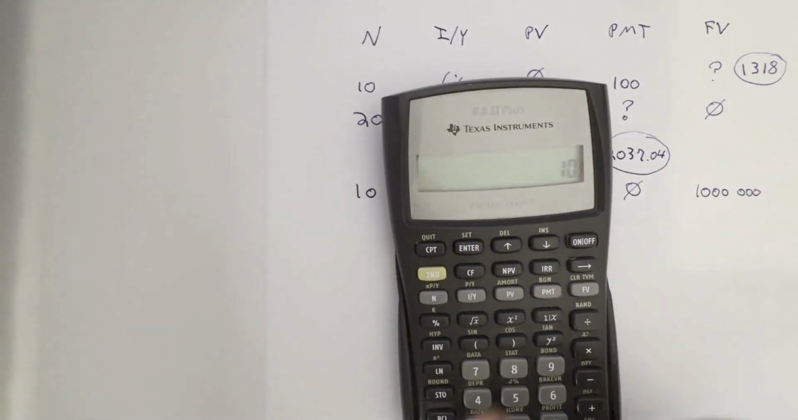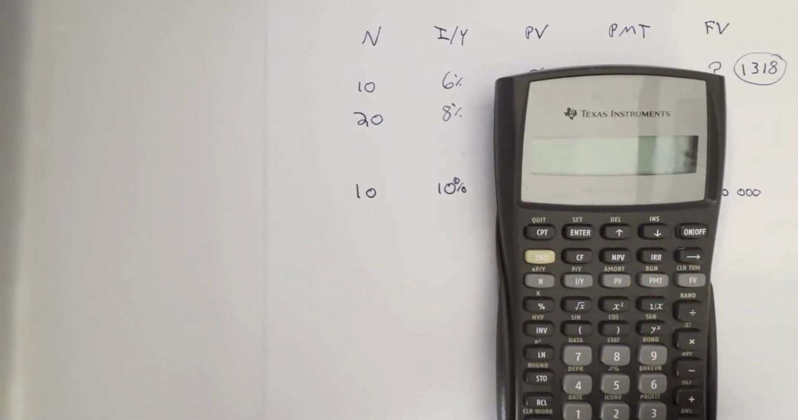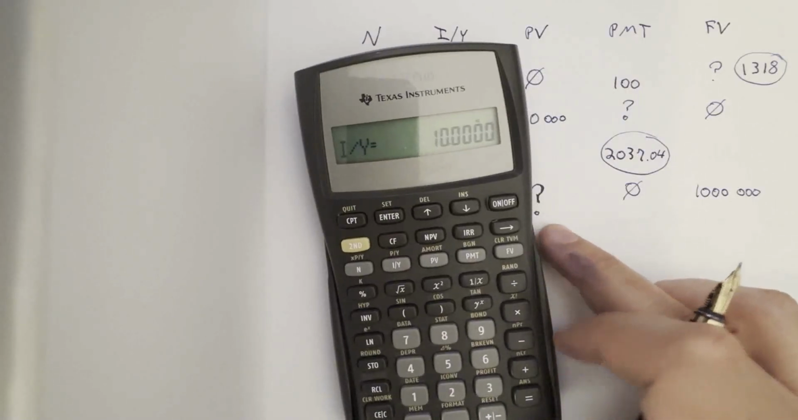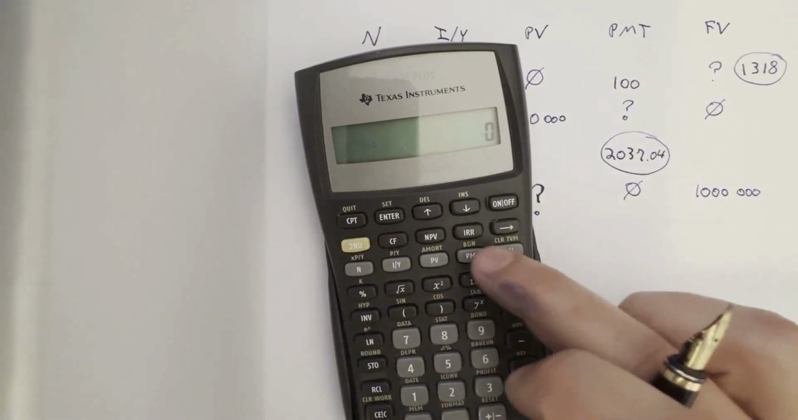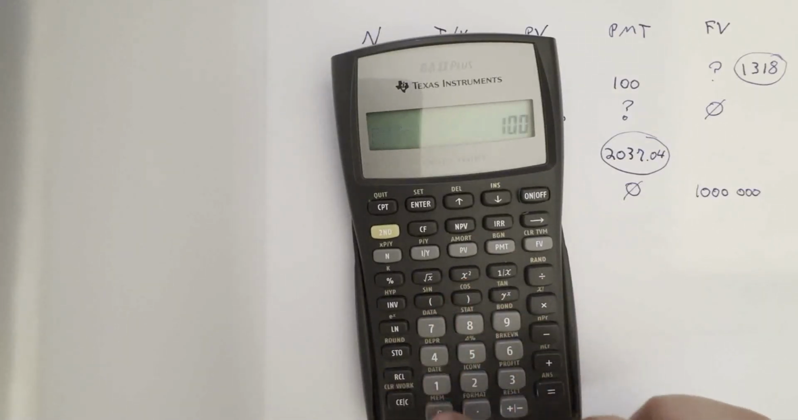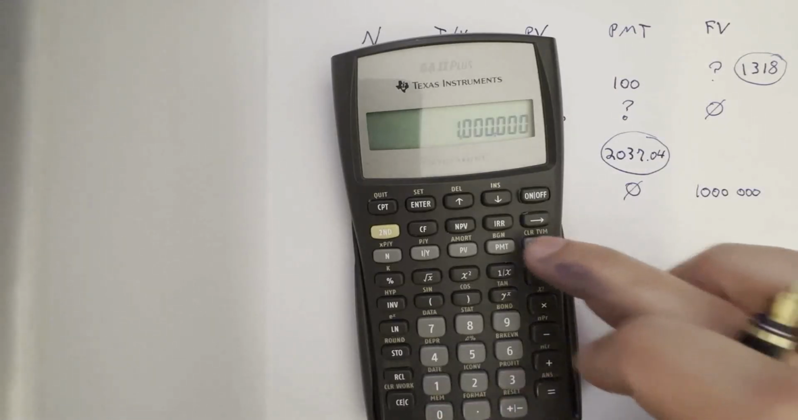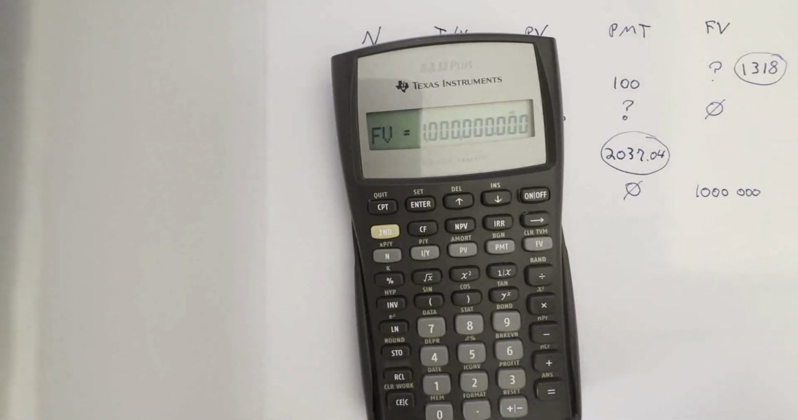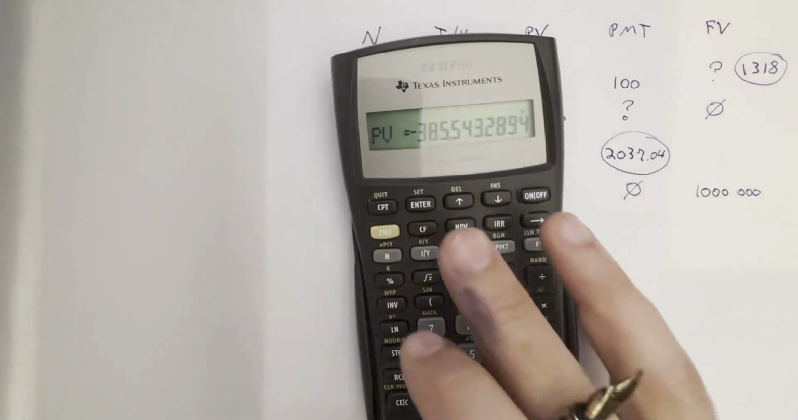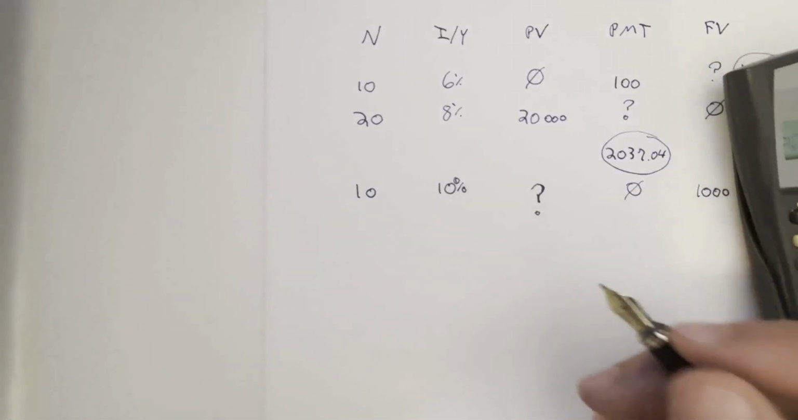So we have 10 is equal to N. That's how many years it is. I know I can get a rate of return of 10%. That's the rate of interest I can get. We're searching for the present value. There are 0 PMTs, no payments, and it's $1 million. That is the future value. I now want to calculate the present value. CPT present value.